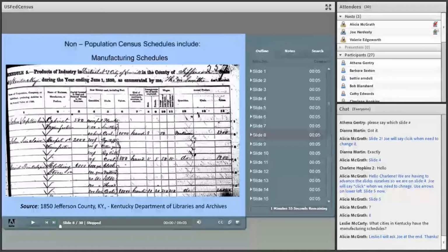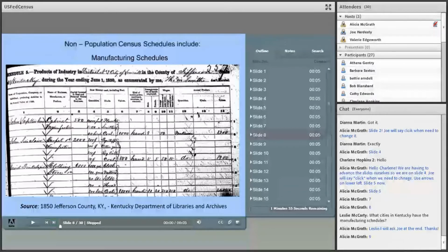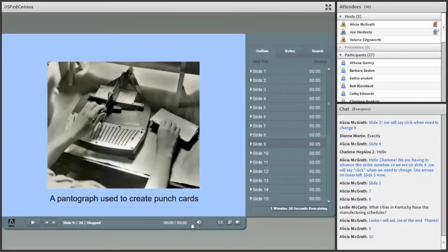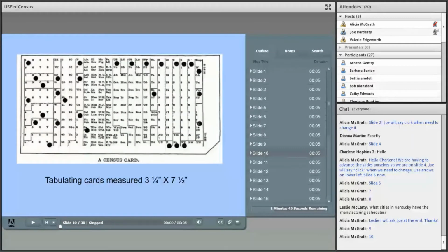If you click on slide 9, you'll see a diagram or an image of something called a pantograph. And the census staff would take this machine, and if you click on slide 10, you'll see that they would take a card like this and put it on the machine and stamp holes in it. What would happen then is that these tabulating cards would then be put on something called a Hollerith card reader machine, or a Hollerith tabulating machine.